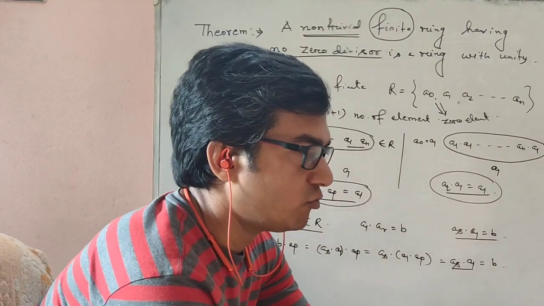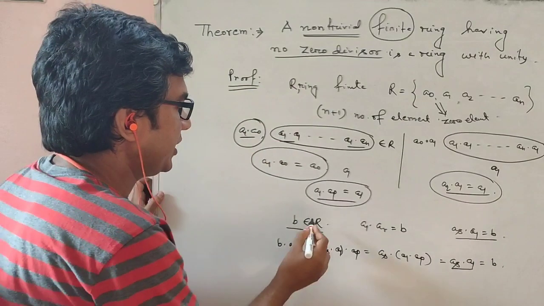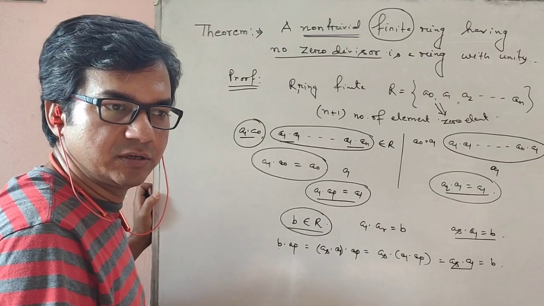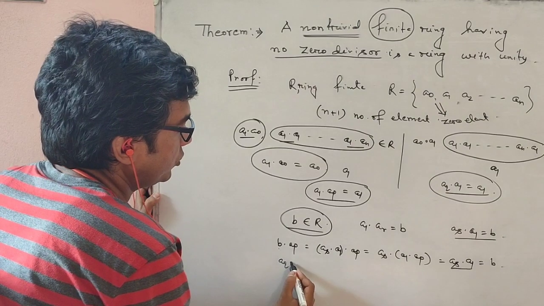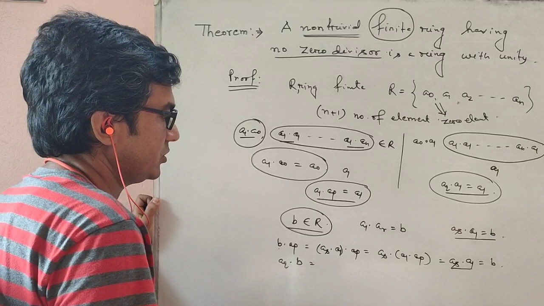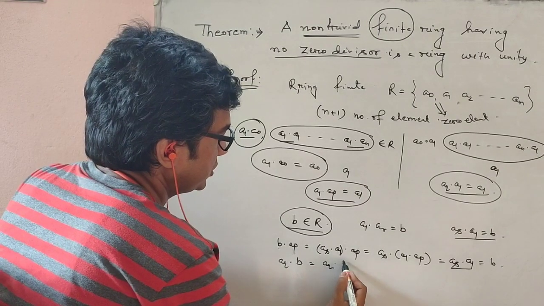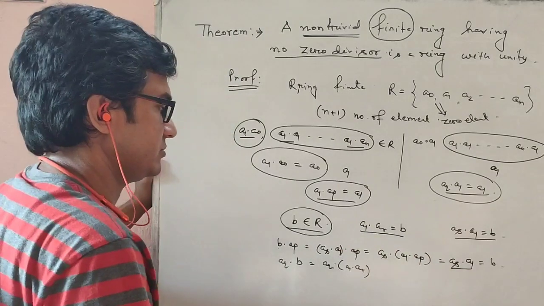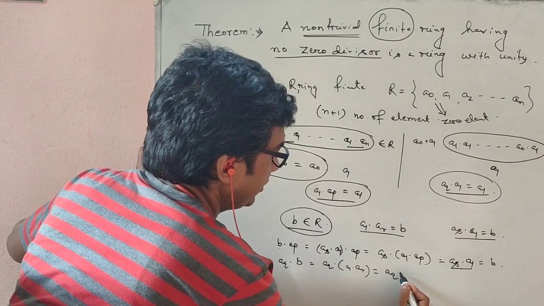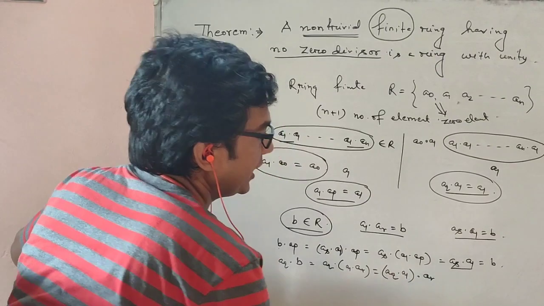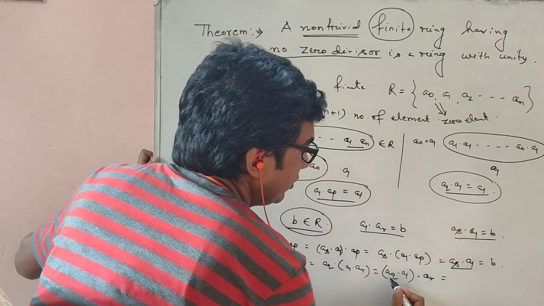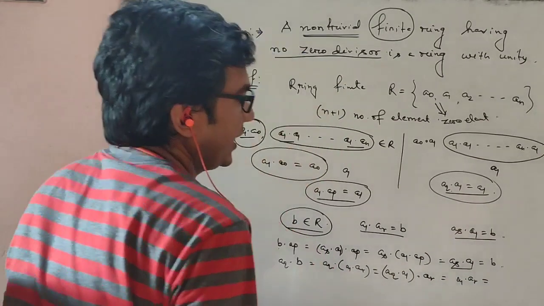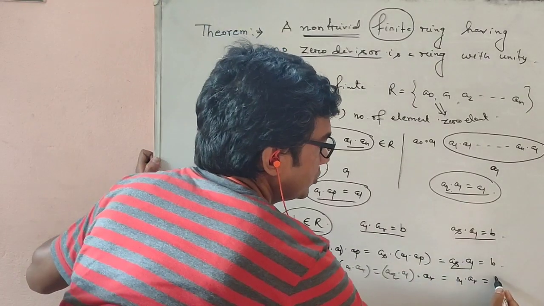So we get, for arbitrary B belonging to R, B·AP equal to B. Similarly, AQ·B equals AQ·A1·AR, and by the associative law, AQ·A1 is A1, so A1·AR, and this is equal to B.